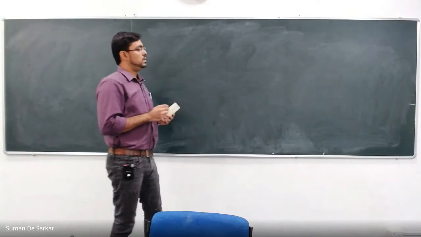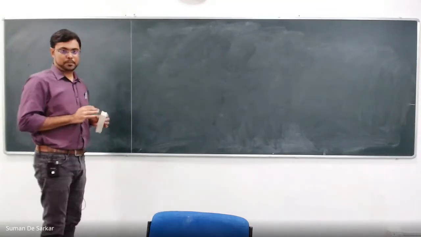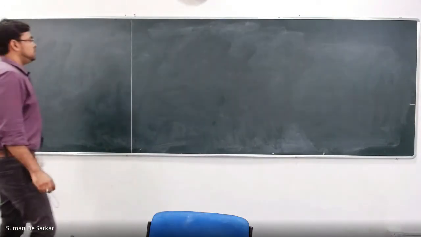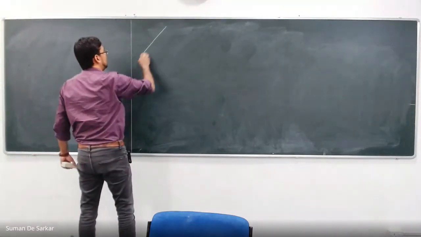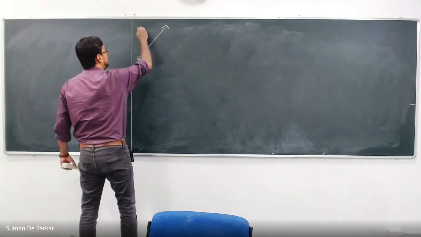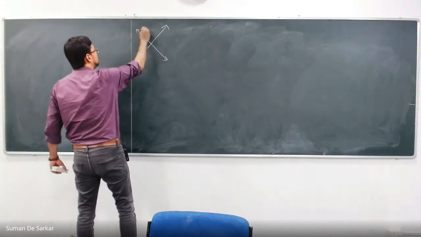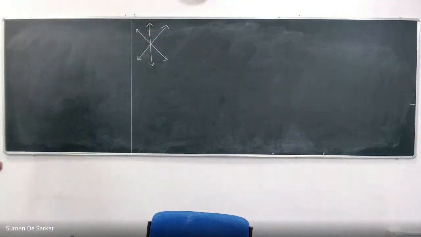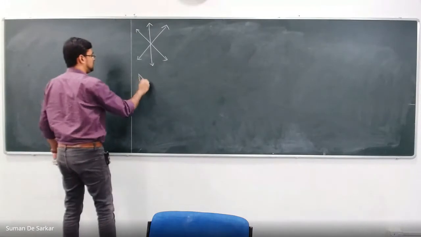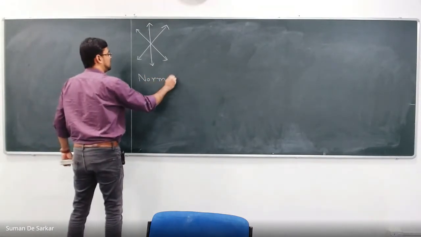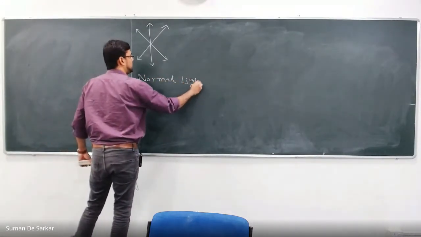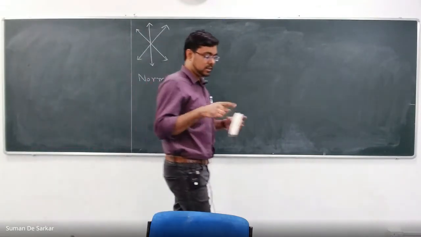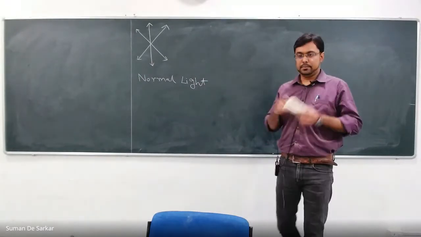In the case of stereochemistry, exactly the same happened. So let me discuss that. It started with this discovery. You can imagine this is nothing but normal light. As you know, in normal light, the electric fields are oscillating in different directions randomly.